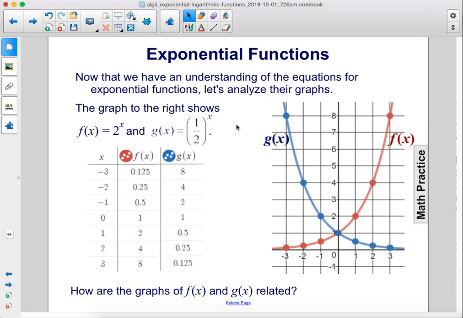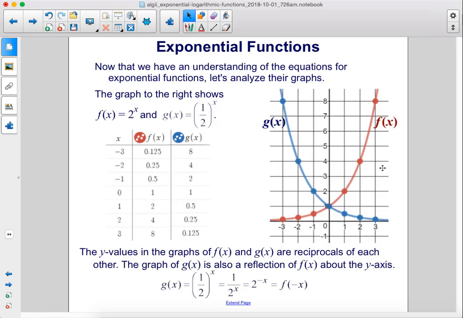Now that we have an understanding of the equations for exponential functions, let's analyze their graphs. The graph to the right shows f(x) = 2^x and g(x) = (1/2)^x. How are the graphs of f(x) and g(x) related?